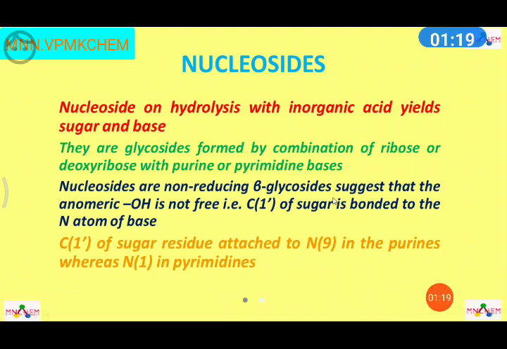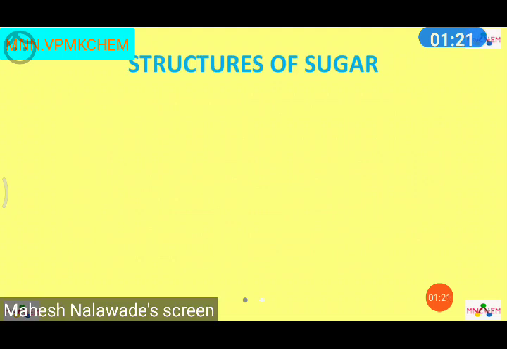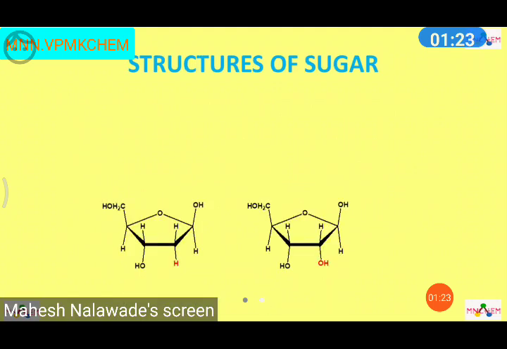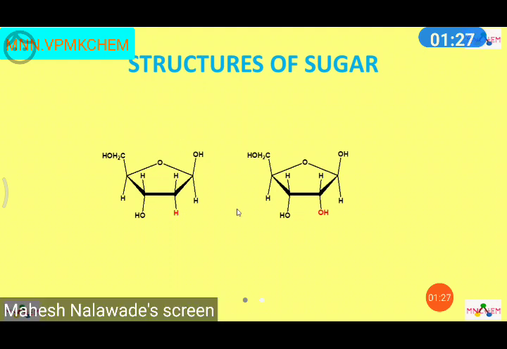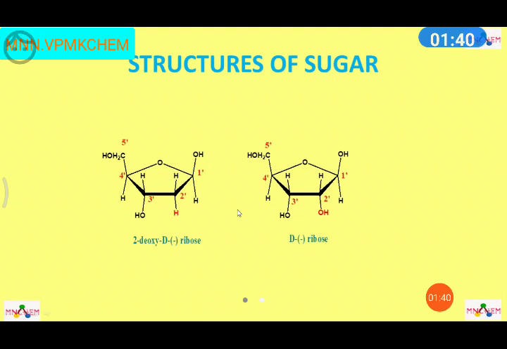Now to understand it better, just look at the structures of the sugar. These are the two sugar forms: 2-deoxy-D-ribose, which is found in DNA, and D-ribose, which occurs in RNA. The numbering in the sugar is done in this manner. The carbons are numbered 1', 2', 3', 4', 5'.